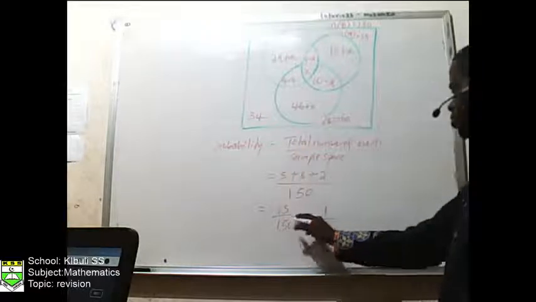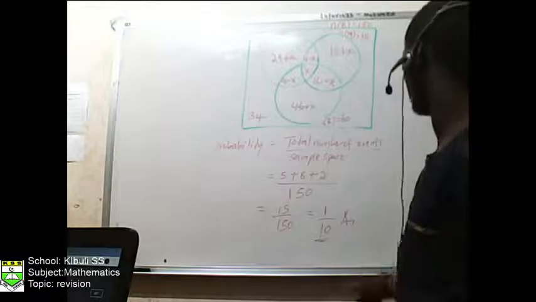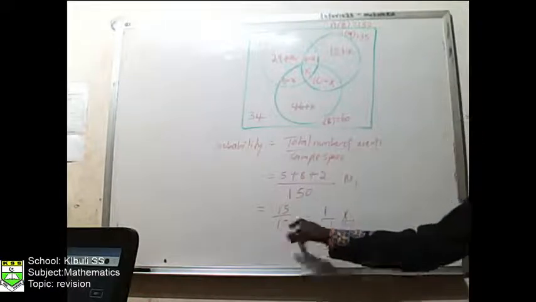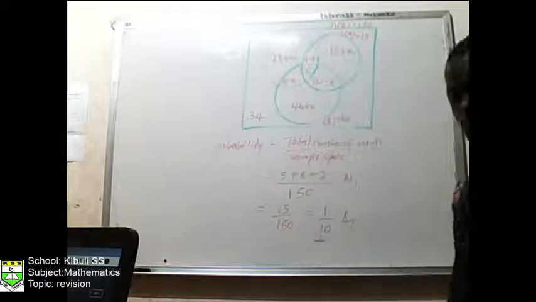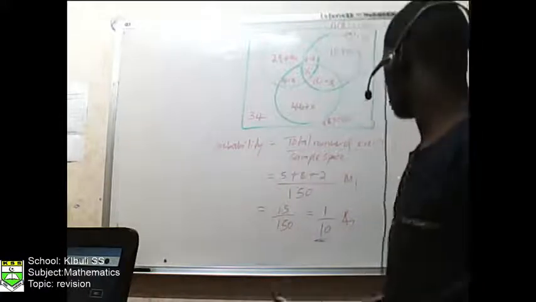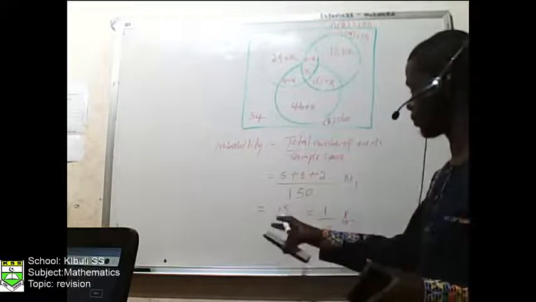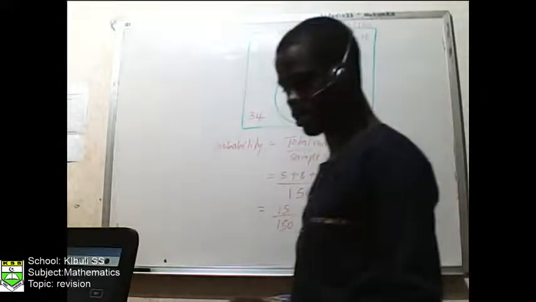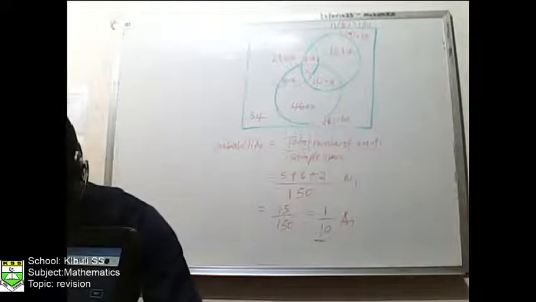Don't leave it at this. You won't get the accuracy mark. The accuracy mark is put on this. So you should be very keen here. You won't get the accuracy mark if you leave it at this. So the answer is 1 over 10. You must always simplify the fraction. You must give the fraction its simplest form so that it is no longer divisible by anything else. Then we continue.